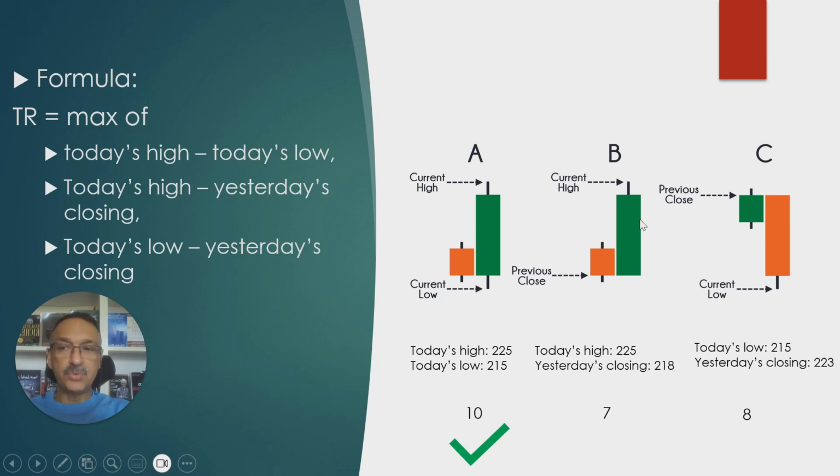So basically what is the true range measuring? It is measuring the volatility of the stock versus today and versus yesterday. It always takes into account today and yesterday, and it picks the highest of the three values: today's high minus today's low, today's high versus yesterday close, and today's low versus yesterday close.